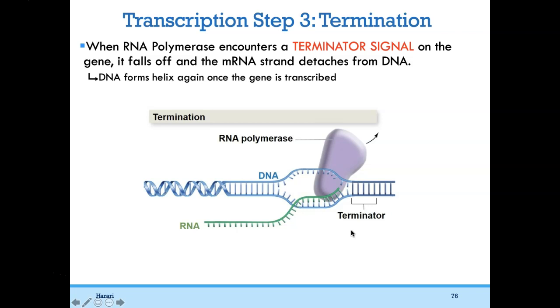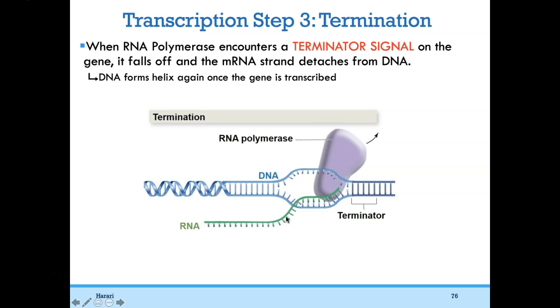Transcription stops in the third step called termination. When RNA polymerase encounters a terminator signal on the gene, it falls off, and the entire mRNA detaches from the DNA. And the DNA double helix can then reform. So what happens here, again, is just the opposite of initiation.